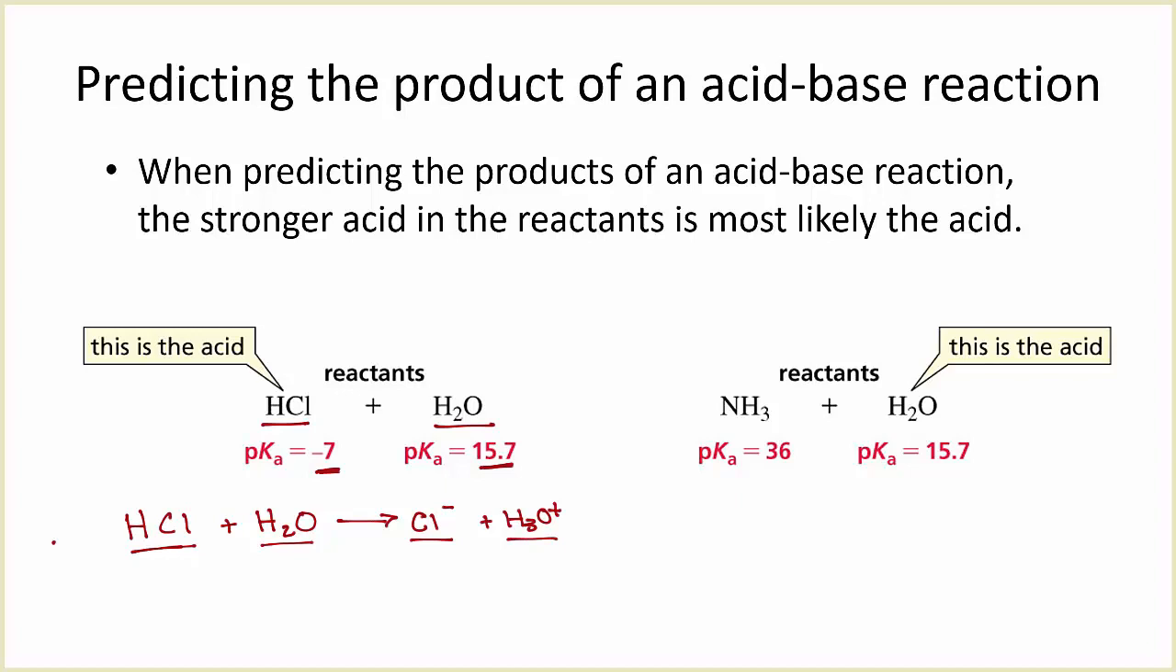So what I want you to do now is take a look at the next two reactants and try to predict which one will be the acid and which one will be the base. And you can pause the video and do that and then restart it, and I'll show you the answer.